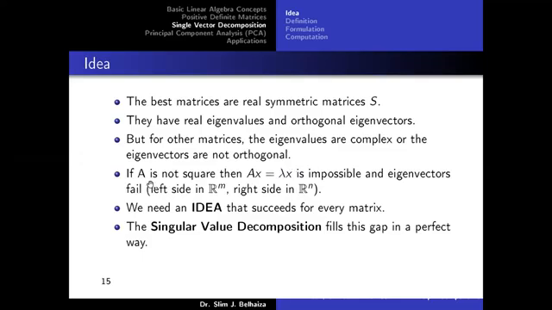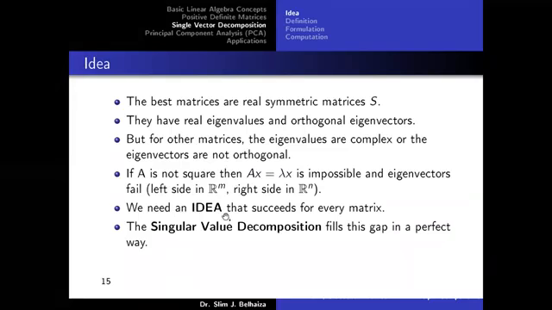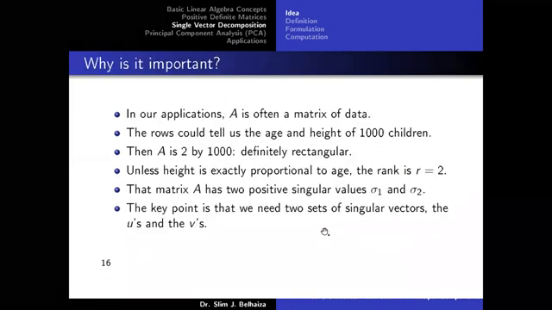So, for example, if A is not square, and you are trying to find Ax equals lambda x, basically you are trying to solve the eigenvector problem. It is impossible because A is not square, in principle. And what we needed is an idea that succeeds for every matrix. So the singular value decomposition fills this gap in a perfect way.